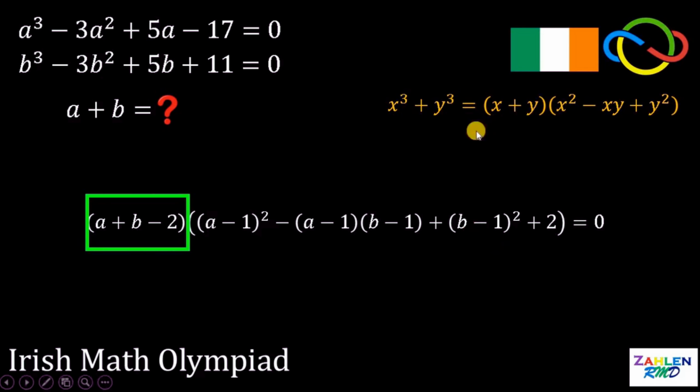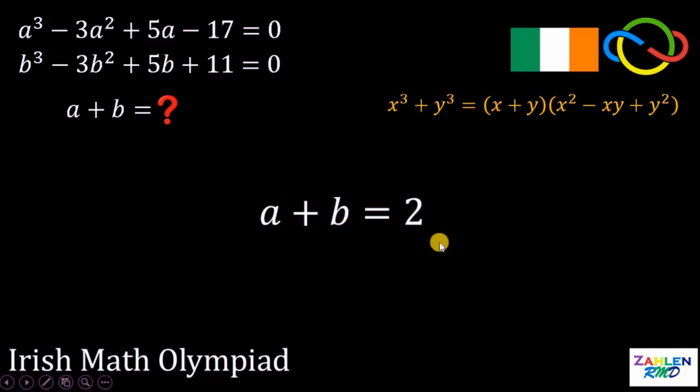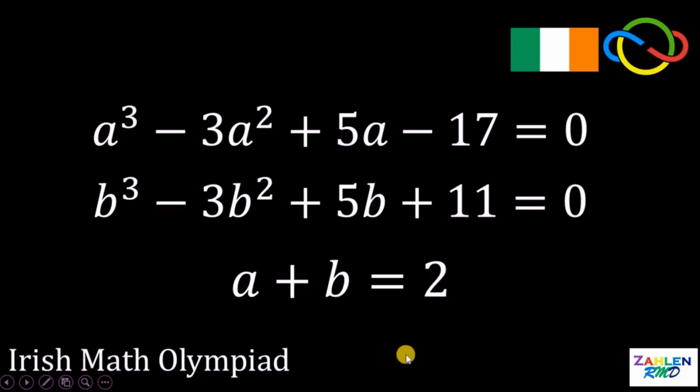Now, since we want the value of a plus b, and this equation is equal to 0, it follows that at least one of the factors must be equal to 0. Since we are interested in the sum of a and b, we want a plus b minus 2 equals 0. If we add 2 on both sides, the value of a plus b must be equal to 2. Therefore, given these two equations, the value of a plus b must be equal to 2. And as always, we are done.